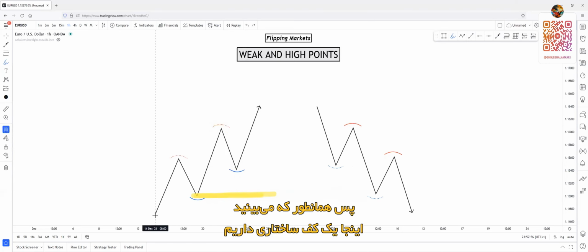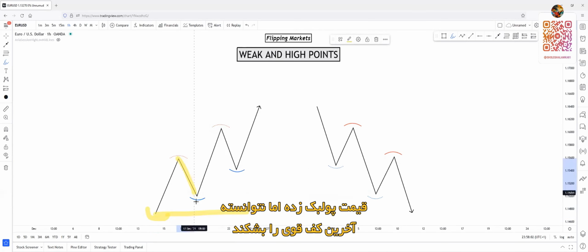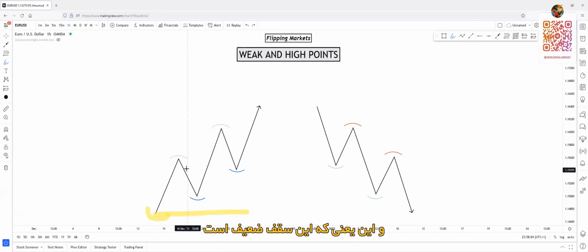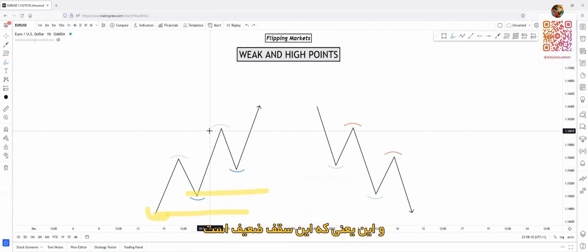So as you can see, we had this structural low here. Let's say this is a strong low. Price created a pullback, couldn't break below the last strong low. So this means this will be a weak high. We had this strong low right here. Price failed to break below this strong low. So this means this will be a weak high.